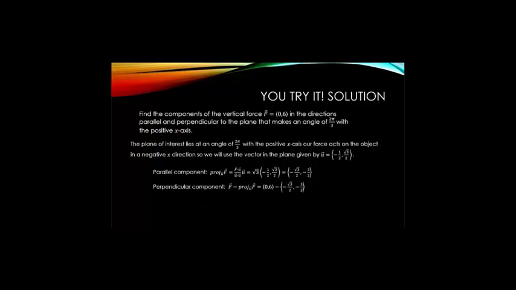The perpendicular component will be found by taking my force vector F and subtracting the projection of F onto u from that. So I'm taking the vector 0, 6 and subtracting the vector -square root of 3/2, -3/2. My perpendicular component is given by the components square root of 3/2 and 15/2.